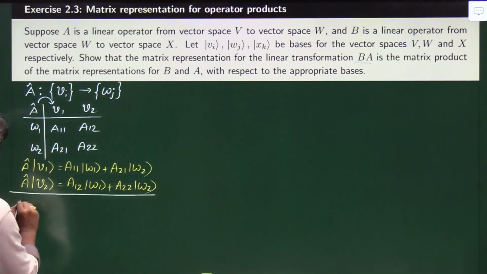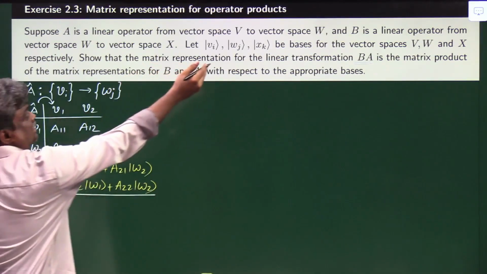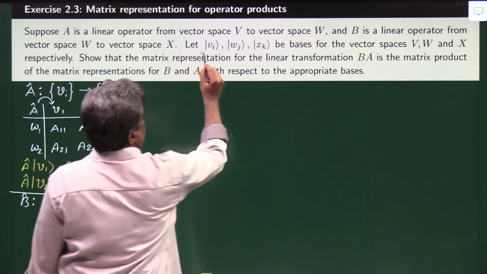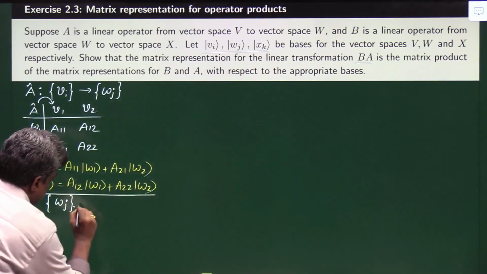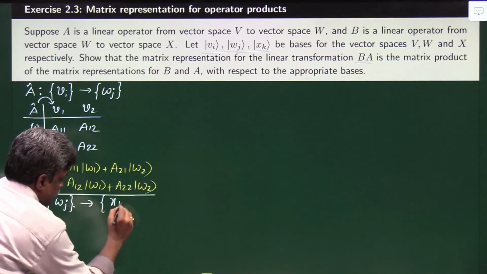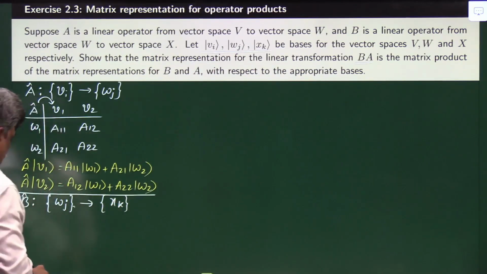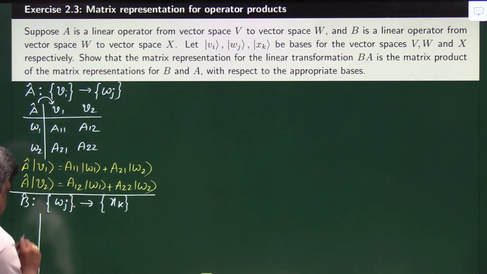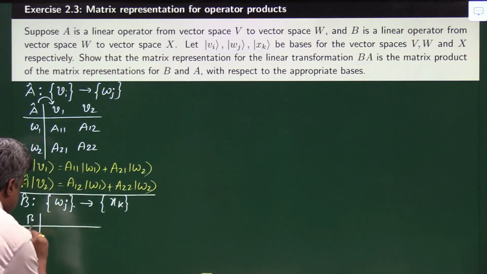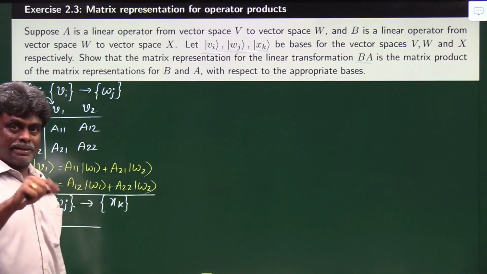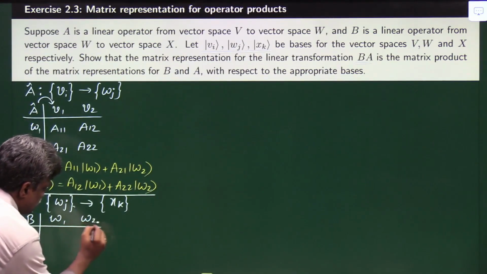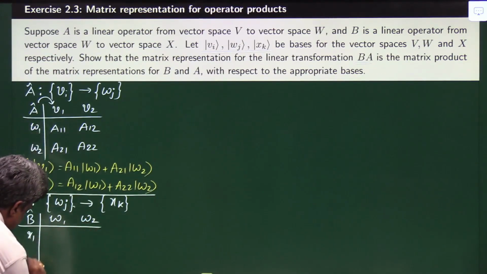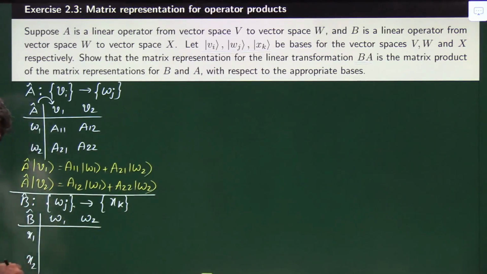So the B operator is the transformation from W to X. Here the basis states are already given. So this is from Wj to Xk. Okay. So now let us represent this B matrix, that means the B operator in the matrix form. Here input basis I am taking W1 and W2 and output basis X1 and X2.